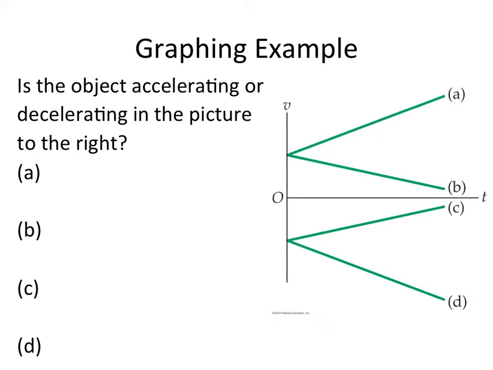Here are 4 different graphs. We've got graph A, B, C, and D. Okay? So we want to look at 2 things to say if the object is decelerating or accelerating. We want to see what the initial velocity is, v initial, and we want to look at the slope. Is it sloping up or is it sloping down? Does it have a positive slope or a negative slope?